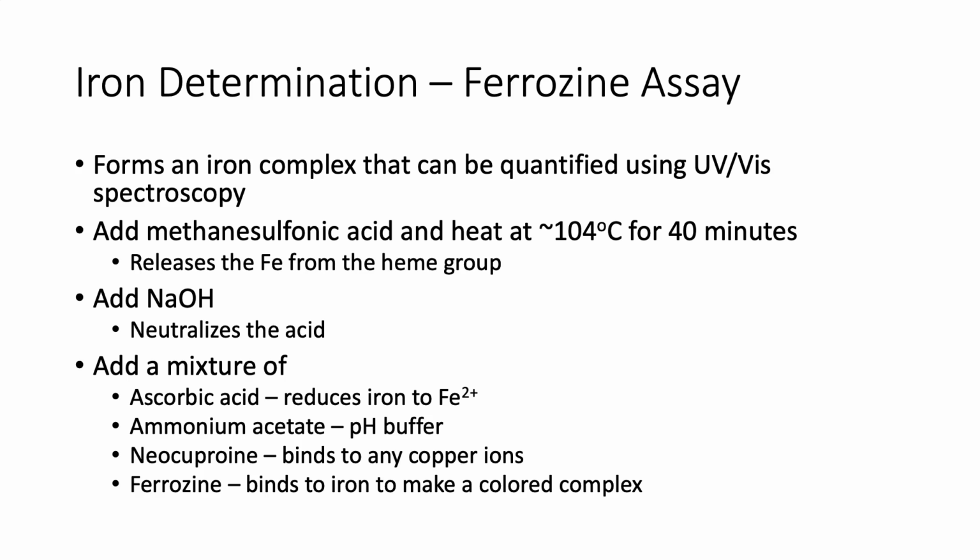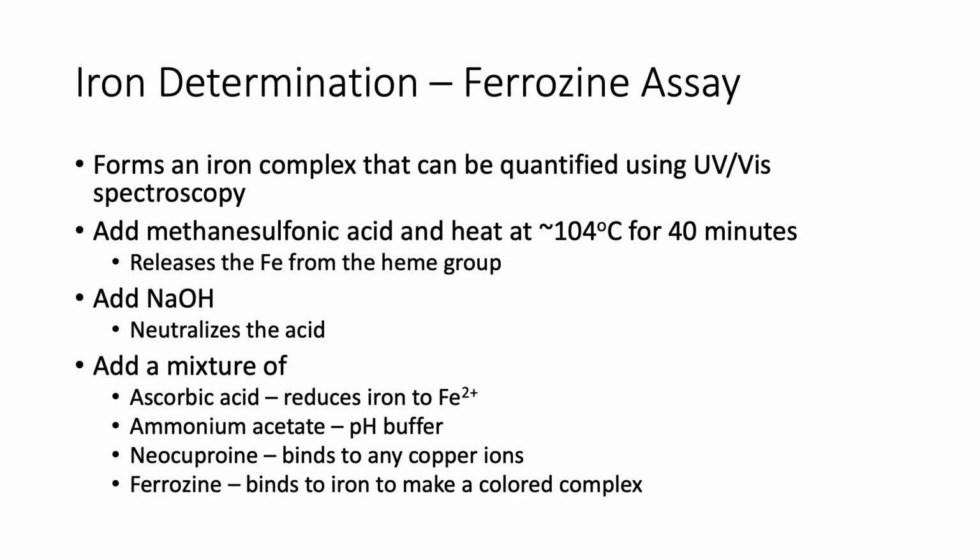Then we will add sodium hydroxide to neutralize the acid. And then you're going to get a Ferrozine complex mixture that will be prepared by your TAs, and you'll add it to all of your samples. The mixture contains ascorbic acid, which reduces the iron 3+ to iron 2+, because that is what will complex with our Ferrozine molecule. Ammonium acetate helps to buffer the pH.